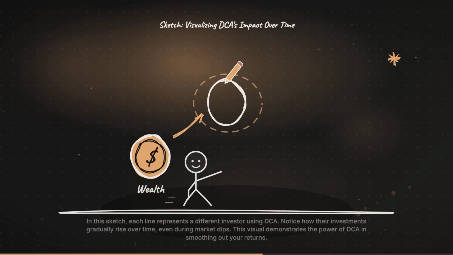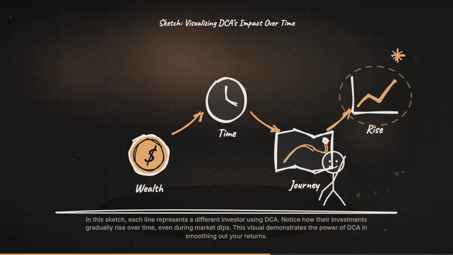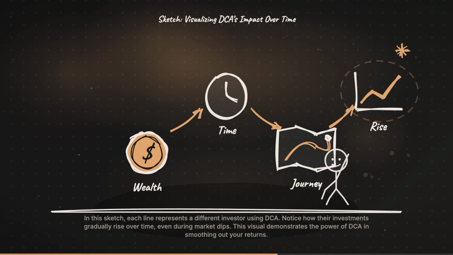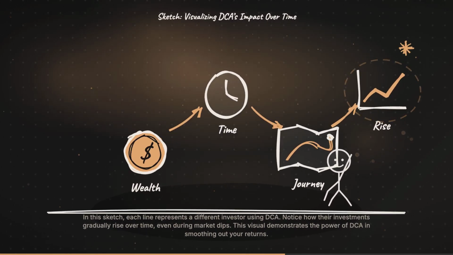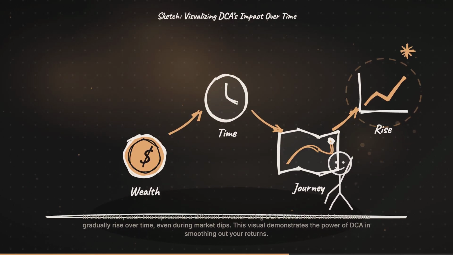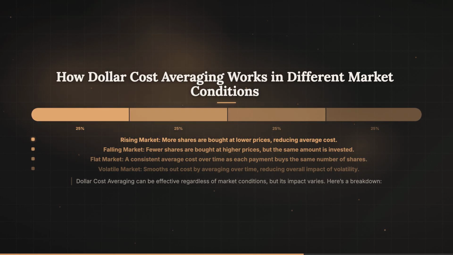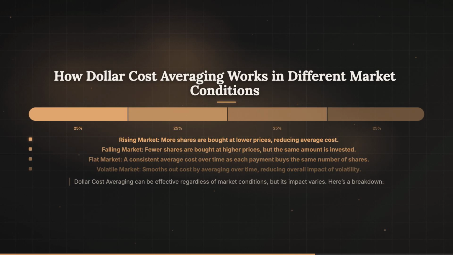Watch how DCA gradually builds wealth, even in volatile markets. Each line represents an investor's consistent investment journey. Let's break it down. In a rising market, you buy more shares at lower prices. In a falling market, fewer shares are bought at higher prices. And in a flat or volatile market, DCA helps smooth out the cost.